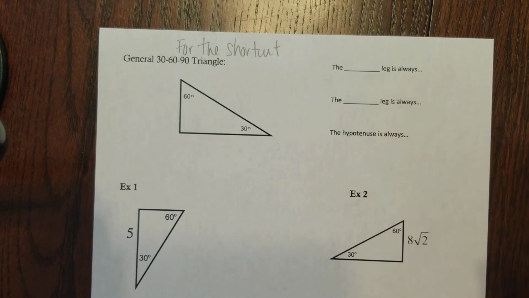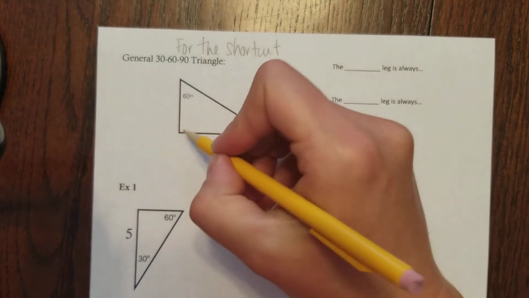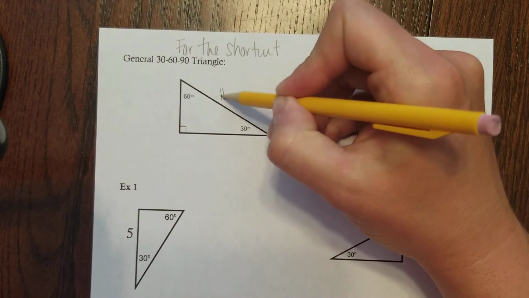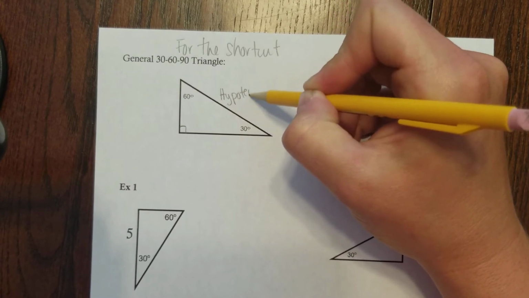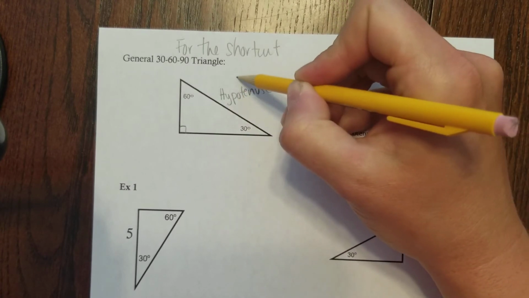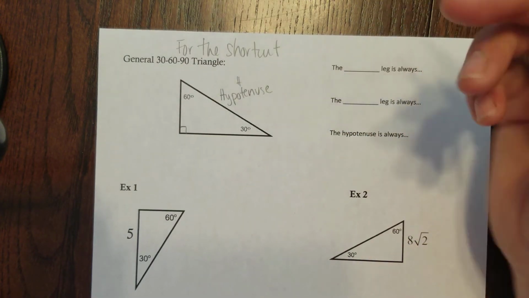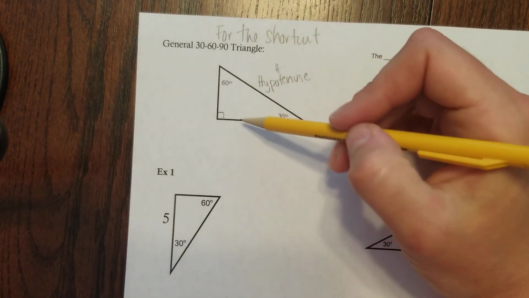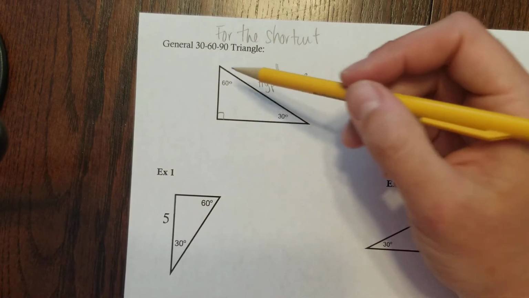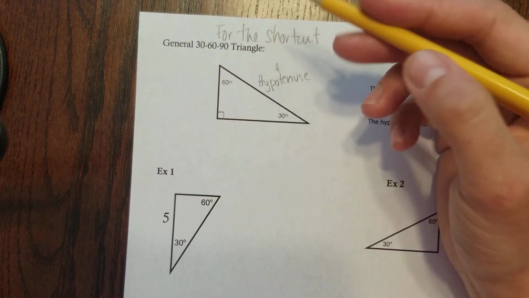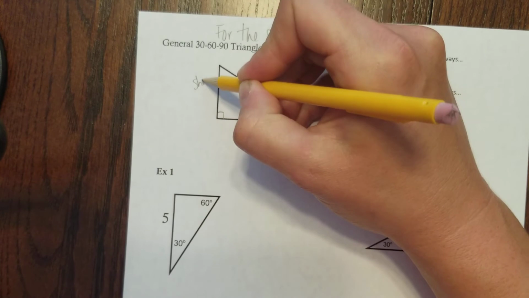So first thing we need is some similar language. The longest side will always be the hypotenuse. So I'm going to label this H a lot of times so I don't have to write the whole word. These other two sides here are called legs, but clearly one of them is longer than the other one. So I'm going to call this one here short leg.